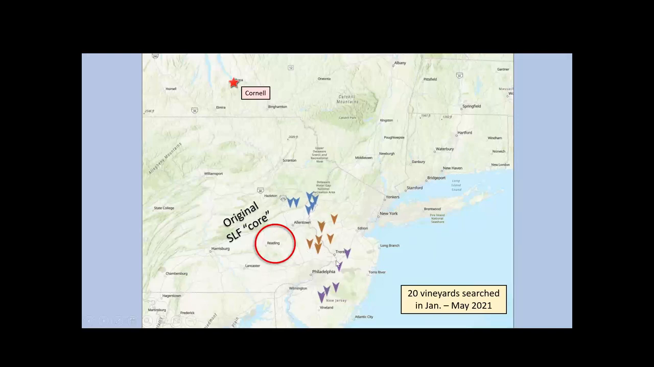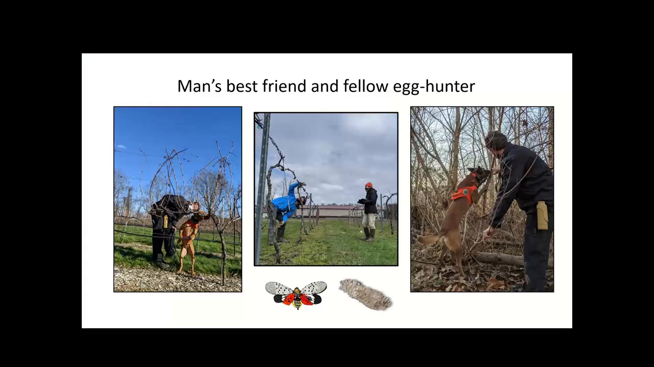So these vineyards were on the eastern front as that wave has moved out and gone into New Jersey. The blue markings right here and some of the orange markings are maybe into their second or third year of lanternfly infestation. The purple locations down here in New Jersey were in their first, maybe second year of lanternfly populations, usually lower density. So we had a slew of high infestation and low infestation sites to do these surveys.